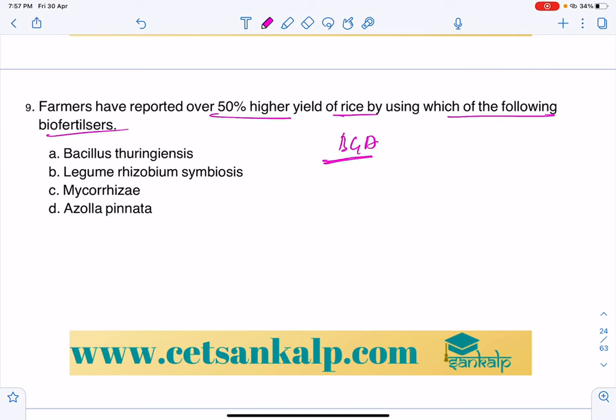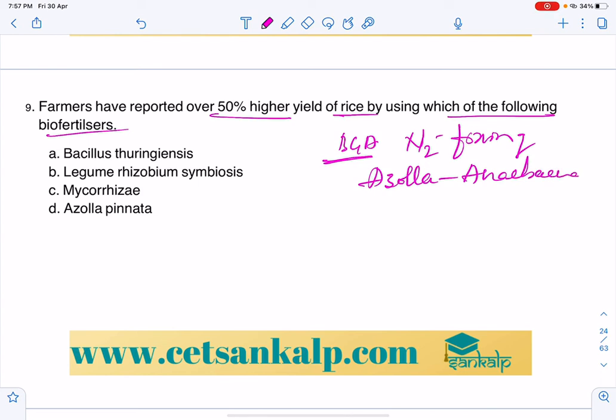Same like that. The best example here which helps in nitrogen fixing is cyanobacteria. The best association is Azolla and Anabaena. So one is Azolla and Anabaena, but most commonly used is Anabaena. So Azolla pinnata, which is a free floating freshwater form. So this is the one blue-green algae which is free floating.